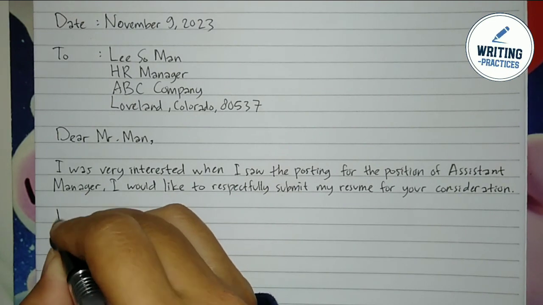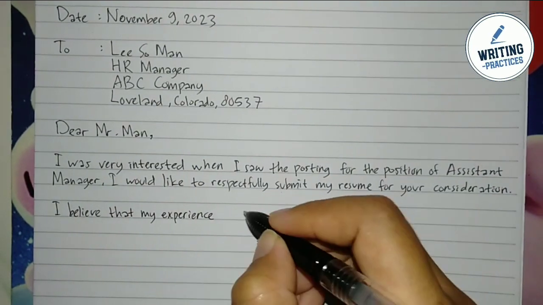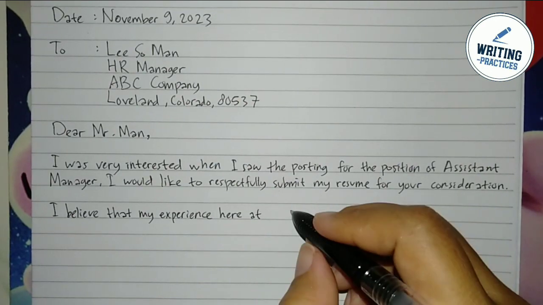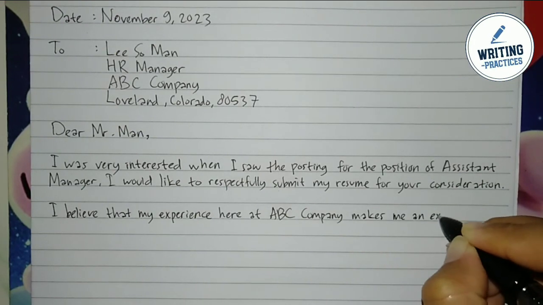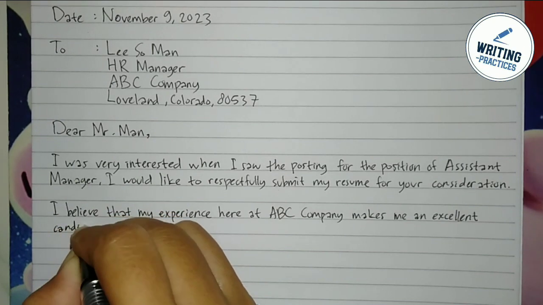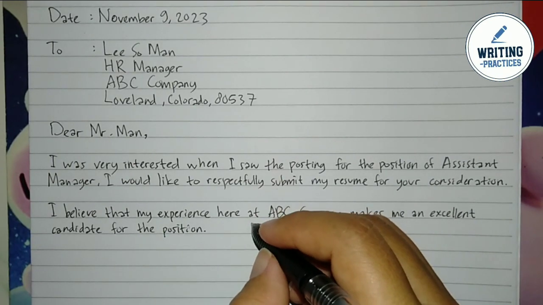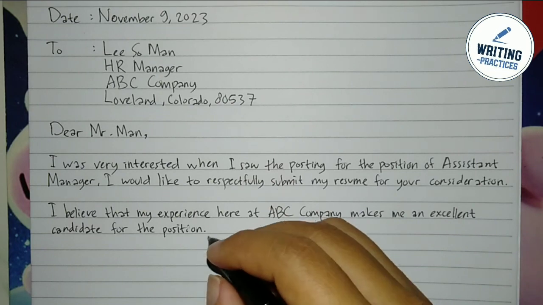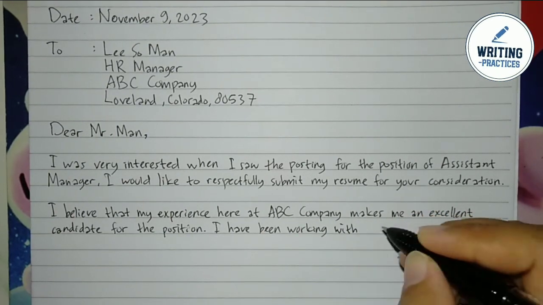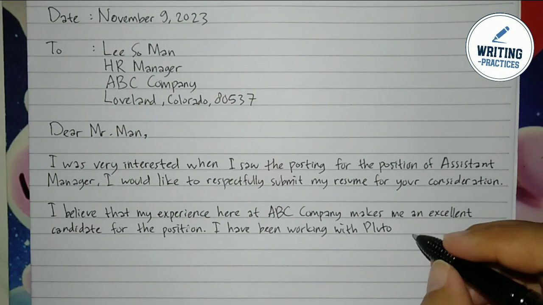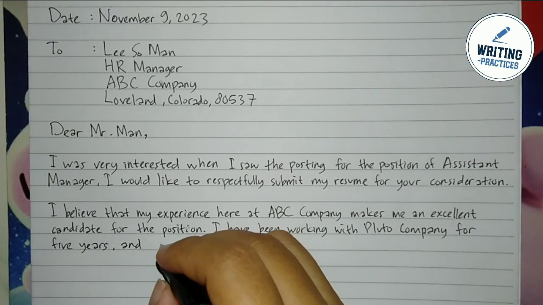In the second paragraph, write how you are an ideal candidate. You can mention your skills, work experiences, and so on. In this example, the writer wants to apply for the assistant manager in the main company of the place he or she currently works at. In other words, the writer has job experience at the same company of the job vacancy posted.